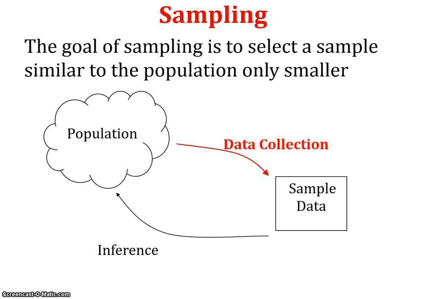Now, if we want to do this, it's obviously going to be really important to choose a sample that is representative of the larger population. So the goal of sampling is to select a sample that's similar to the population, only smaller.